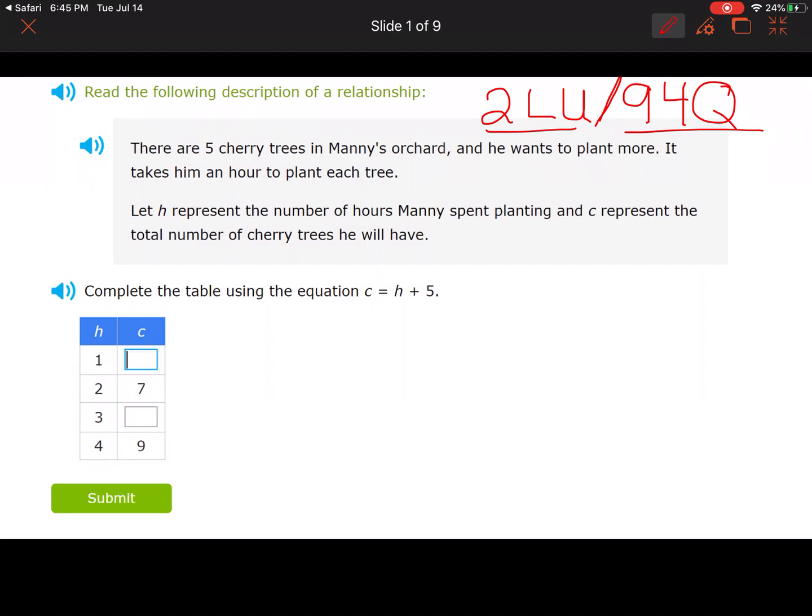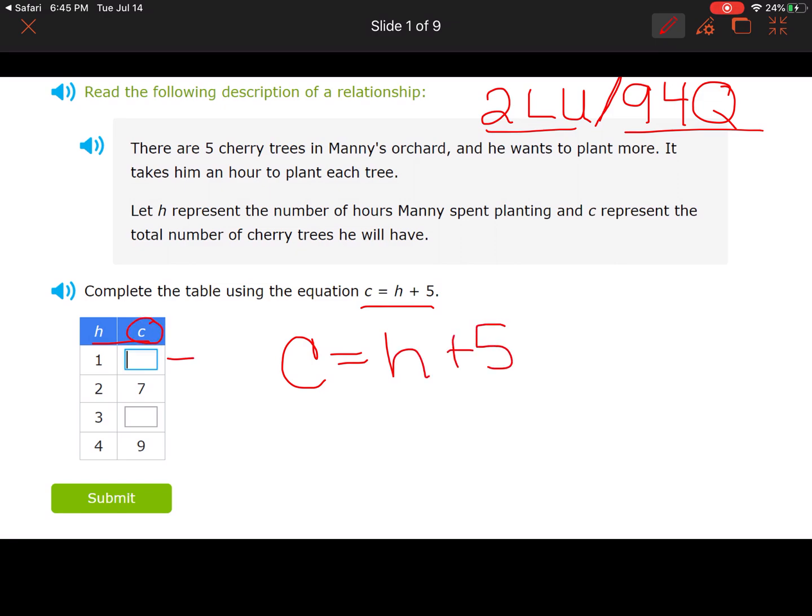So the first one that we're going to have is you are given situations, you're given equations, and you're given tables that you need to complete. So in this example, it says there are 5 cherry trees in Manny's orchard and he wants to plant more. It takes him an hour to plant each tree. Let H represent the number of hours Manny spent planting and C represent the total number of cherry trees he will have. So the equation that we see is C equals H plus 5.